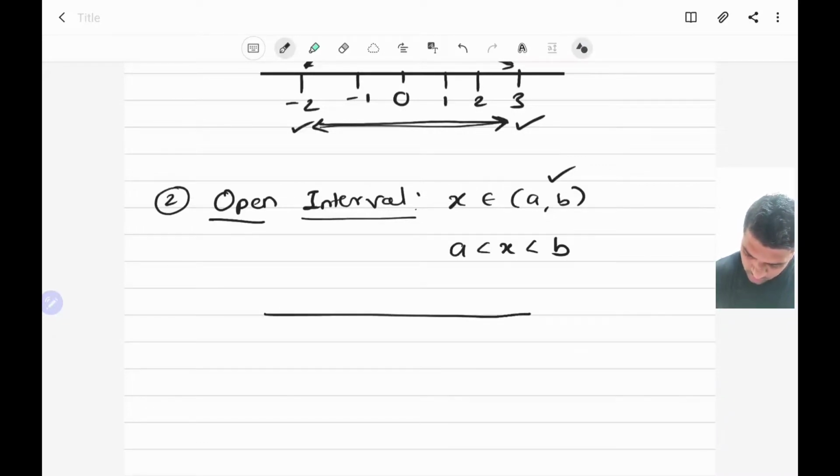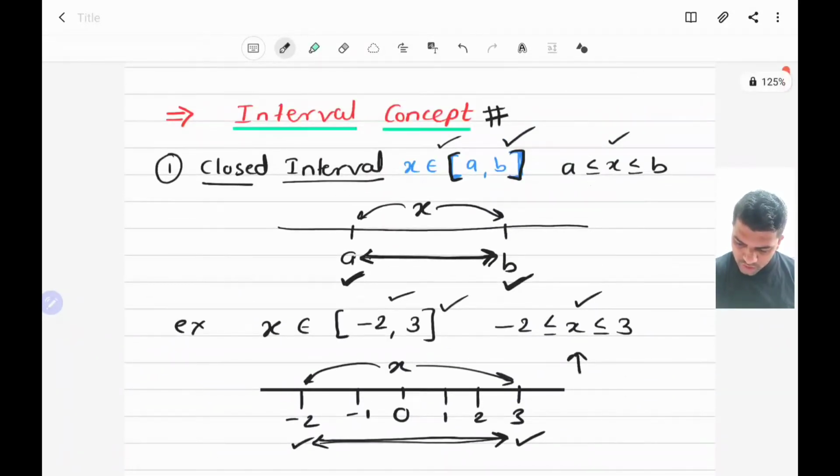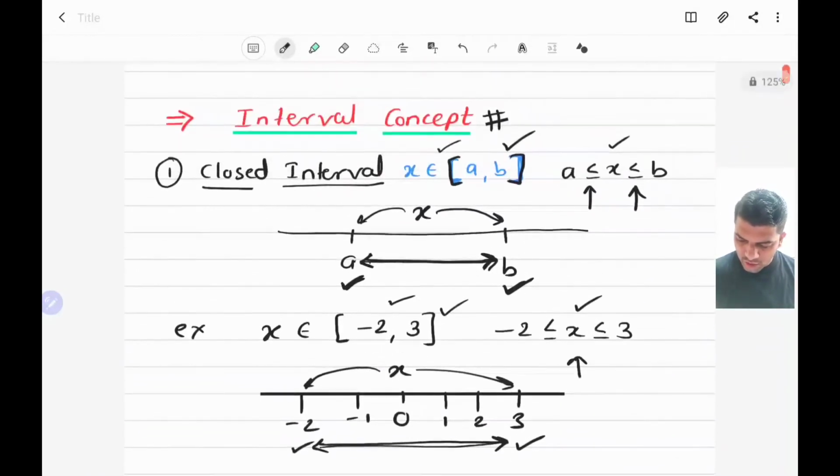So let's say this is the number line for the x. Let's say x lies somewhere here, a value lies somewhere here, b value lies somewhere here. So according to them, observe here, there is no equality present. In the closed interval, it was with the equality also. There was this symbol present.